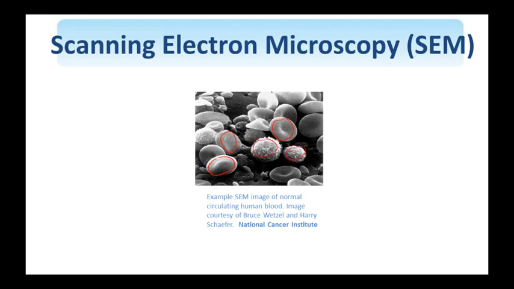While light microscopes can reach magnifications up to a factor of 1,000, electron microscopes can reach magnifications up to a factor of 10,000 and even more.